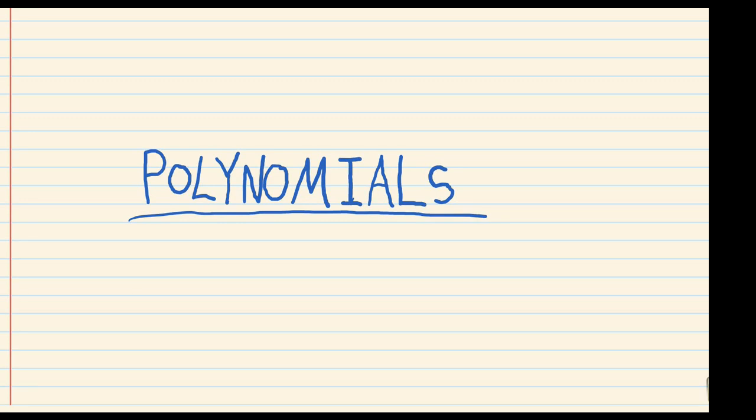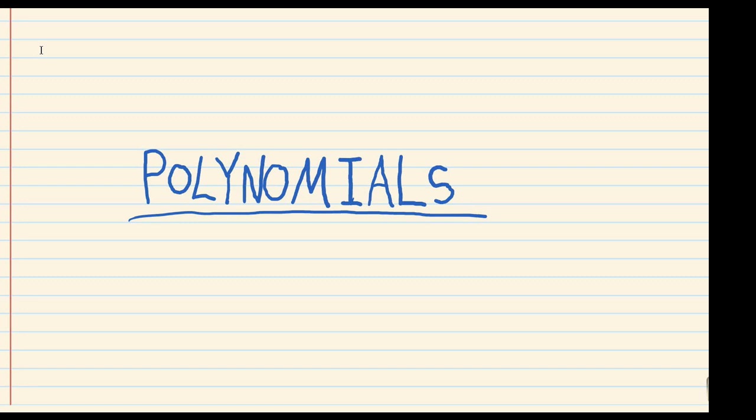So, first and foremost, what are polynomials? Polynomials are expressions that involve one or more variables, which are represented using letters such as x, y, and z, having different powers and different coefficients. So here are some examples.